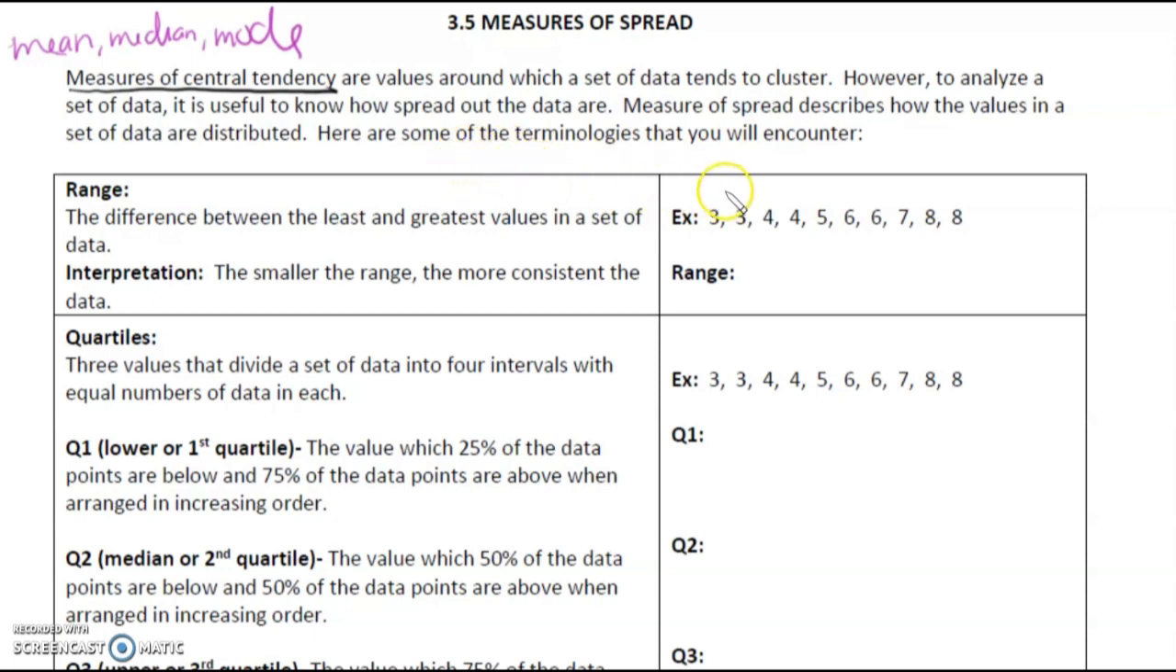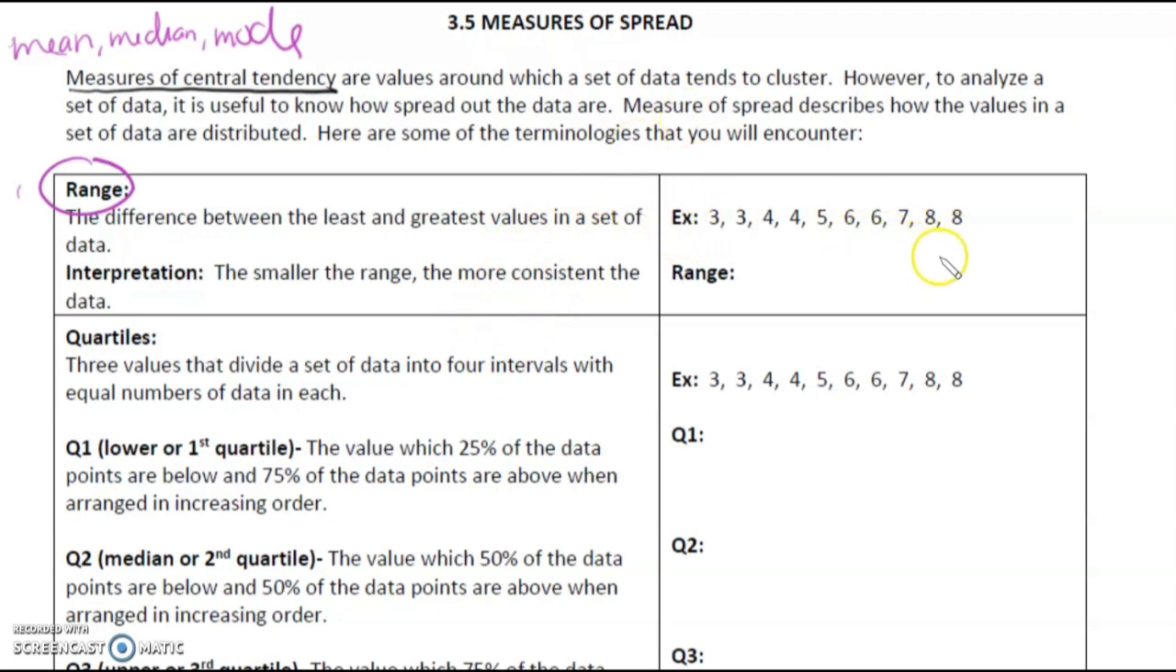Here are some of the terminologies that you'll encounter. We already talked about range in the last lesson. As a recap, range is the difference between the least and greatest values in a set of data. The interpretation of this is the smaller the range, the more consistent the data.